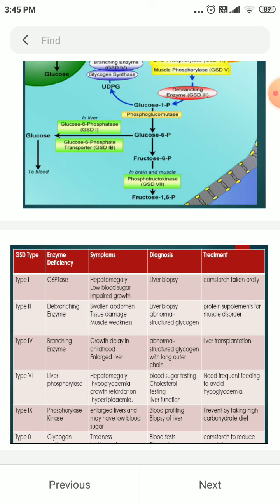And what could be the treatment, and how they are going to diagnose these particular diseases, please go through this tabular column, the chart that I have given you. It is very easy to remember. So these are all the important glycogen storage diseases. They have asked you many times in the exam.